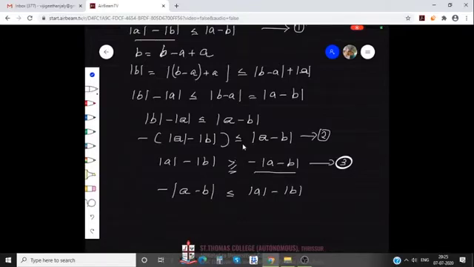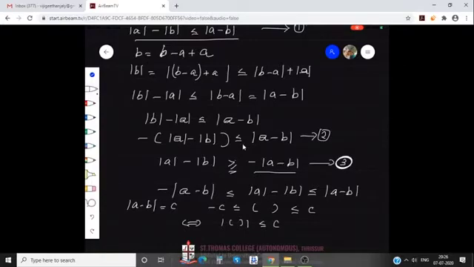Now, 1 says that the absolute value of A minus the absolute value of B is less than or equal to the absolute value of A minus B. Now, take the absolute value of A minus B as C. So this is of the form minus C less than or equal to something less than or equal to C, which implies and is implied by the absolute value of that something is less than or equal to C.